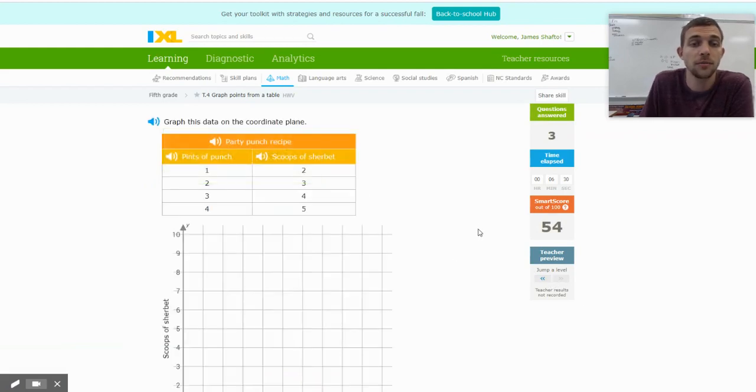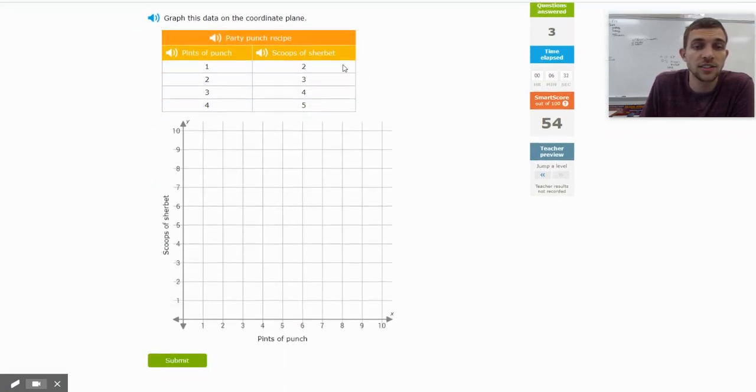This is the last one. It says to graph the data on the coordinate plane. We have pints of punch and then scoops of sherbet ice cream. So what do we need to do to make this awesome dessert for the party? So if I have 1 pint of punch, I'll need 2 scoops of sherbet ice cream.